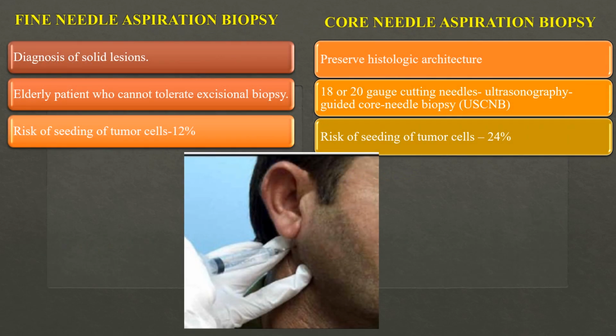Fine needle aspiration biopsy and core needle biopsy. The fine needle aspiration biopsy is done for the diagnosis of solid lesions. Elderly patients who cannot tolerate excisional biopsy can go with the fine needle aspiration biopsy, but it carries a risk of seeding of tumor cells of 12%. Core needle biopsy preserves the histologic architecture, which is not seen with the fine needle aspiration biopsy. Generally, we use 18 or 20 gauge cutting needles based on ultrasonography, but it carries a risk of seeding of tumor cells of 24%, which is higher.